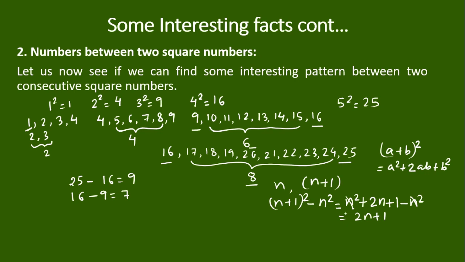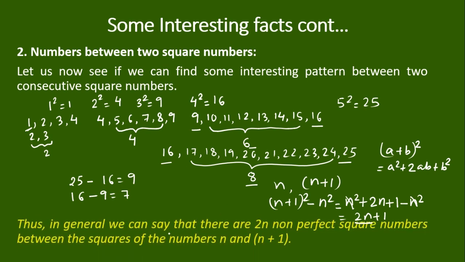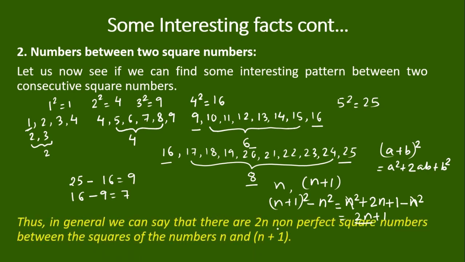Okay, so between n plus 1 whole square and n square I will have 2n number of numbers. So in general, we can say that there are 2n non-perfect square numbers between the squares of the numbers n and n plus 1. Like here we have two non-perfect square numbers between the numbers 1 and 4.